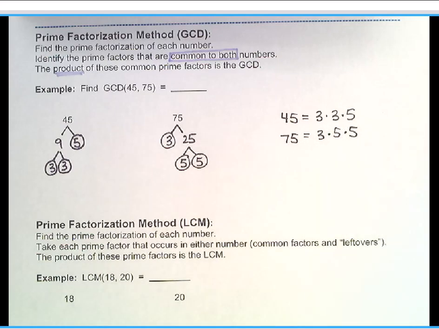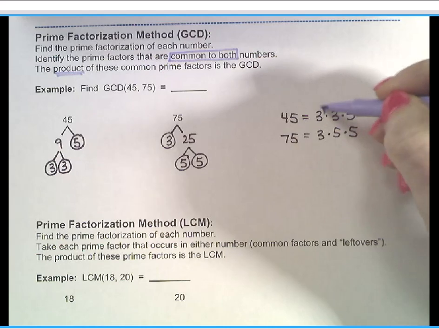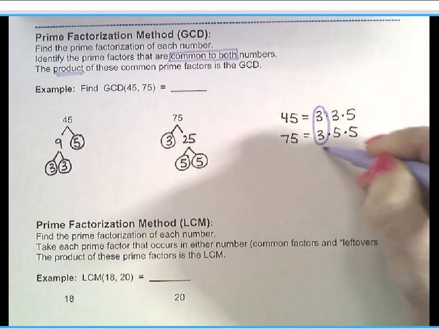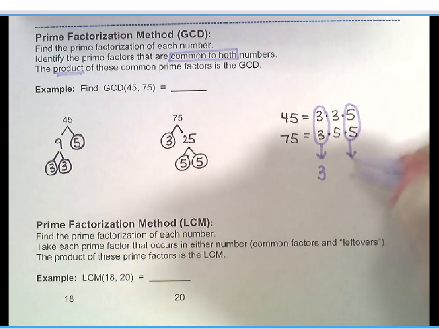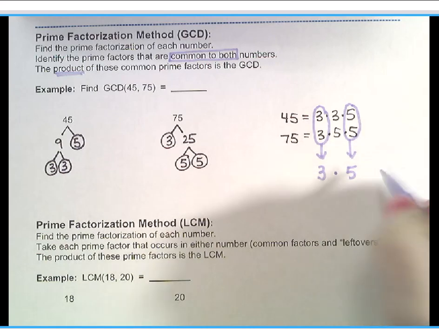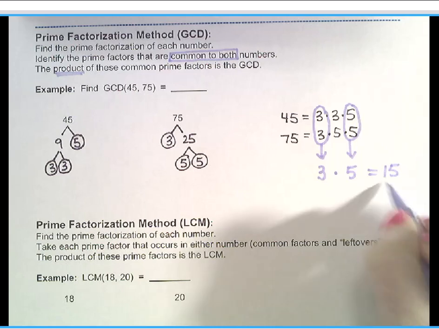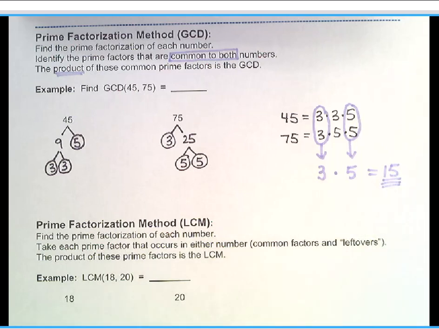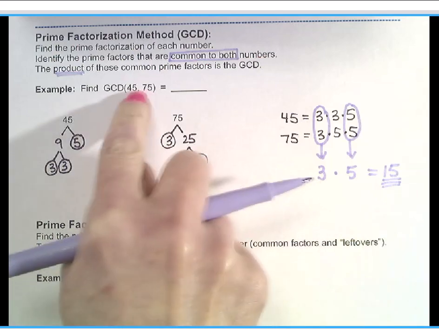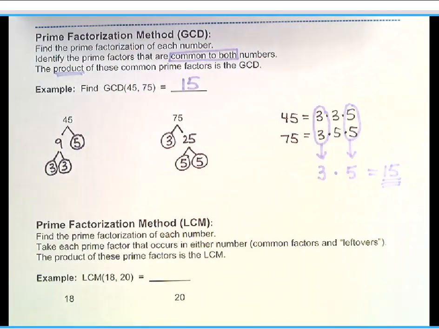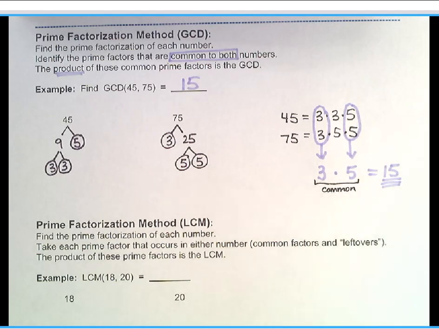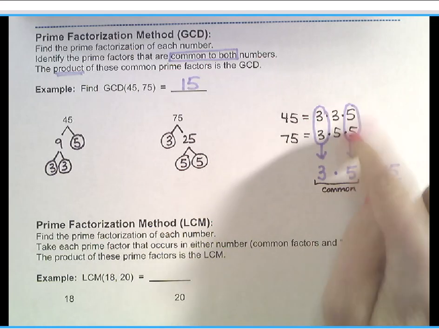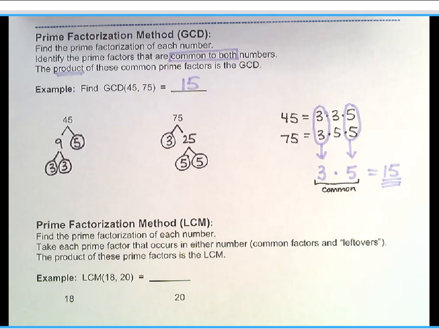So then you go through, and the GCD just wants the common factors. So what do they have in common? Well, they have a 3 in common. They also have a 5 in common. And you multiply those together, and you get 15. So the greatest common divisor, the biggest number that will divide into both of these, is 15. So with the GCD, you only take the common factors. So you line them up, and then you circle the ones that are alike, and you keep those. That will be your GCD.